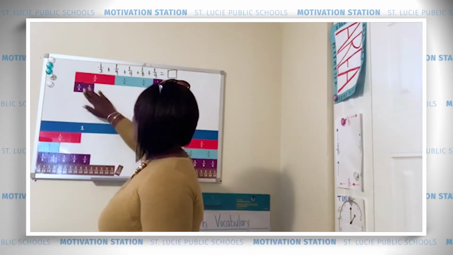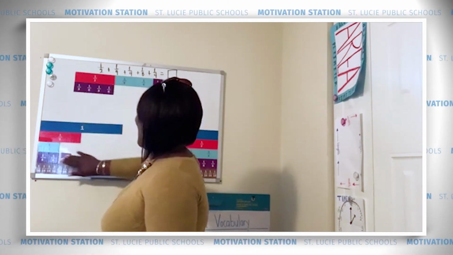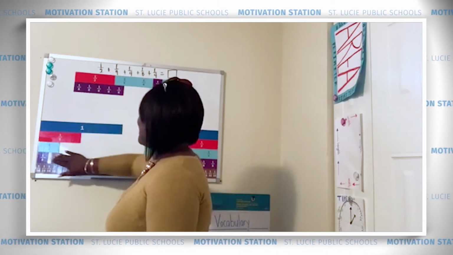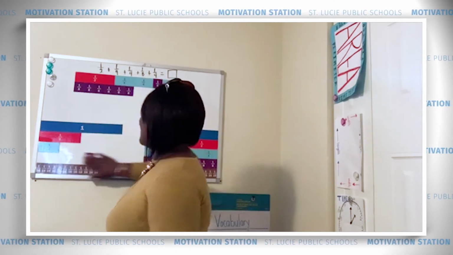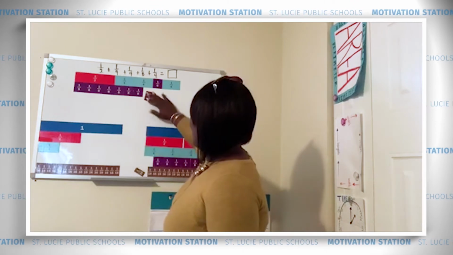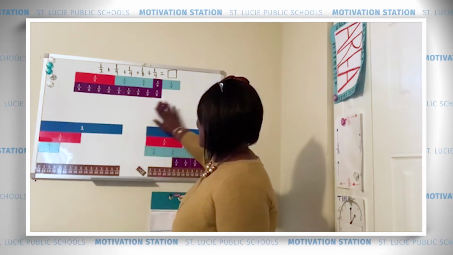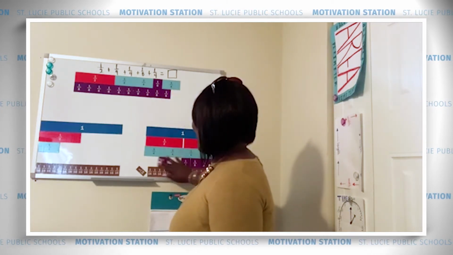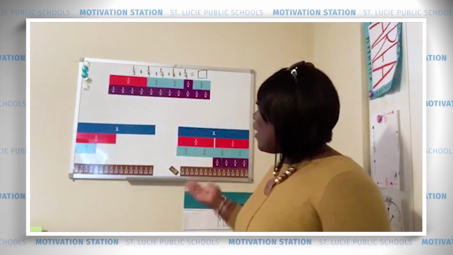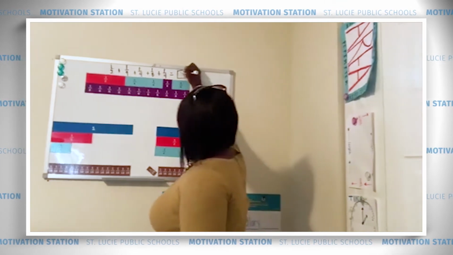1/8, 2/8, 3/8, 4/8, 5/8, 6/8, 7/8, 8/8, 9/8, 10/8, 11/8. So 1/2 plus 1/4 plus another 1/4 plus 1/8 plus 1/4 is equivalent to 11/8.